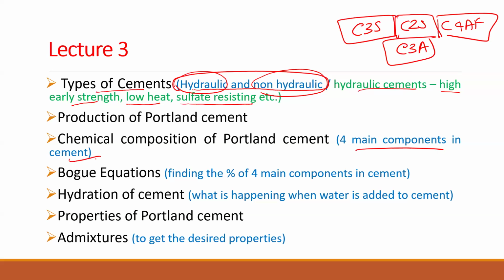C3S is responsible for early strength gain. C2S is responsible for delaying the hydration process. C3A reacts with sulfate, and it is undesirable. So we have to make sure that we have less C3A when we are working in an area with sulfate.